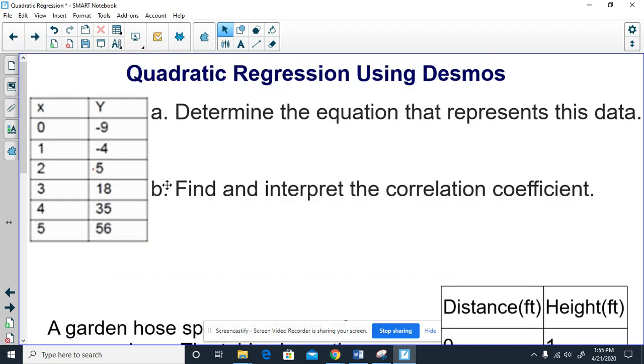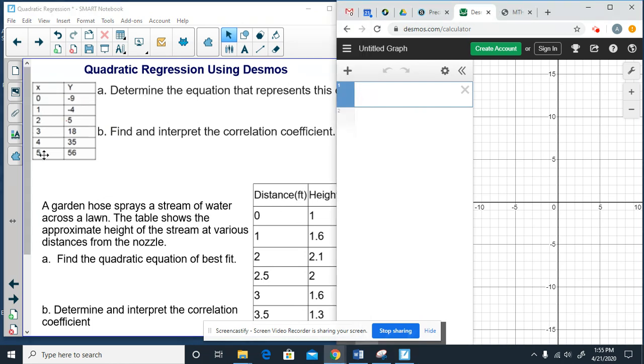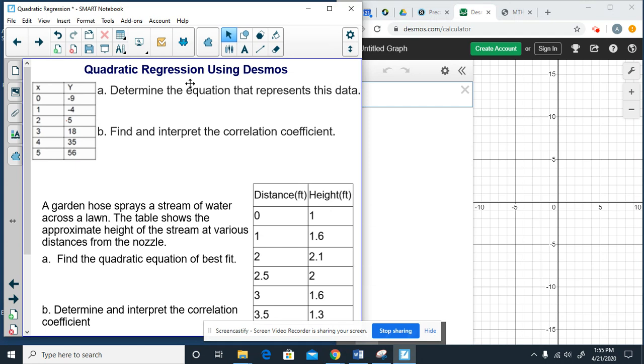So for Desmos, we're going to go through a couple problems here so that you have a couple examples done fully for you, and then in your practice today, you're going to do some more. So let's go ahead and make sure we've got Desmos up here. Here we've got our first table. What we're going to do is determine the equation that represents this table. We're also going to find and interpret the correlation coefficient. And once we have that on Desmos, I'll show you where that is and what that tells us about this data and the model, the equation or model that this data represents.